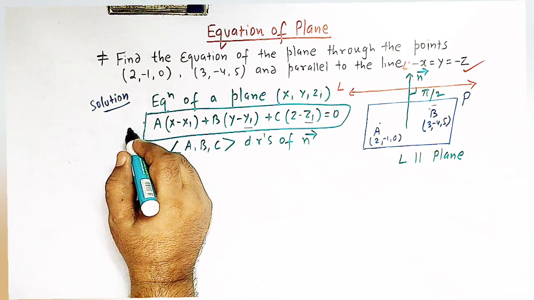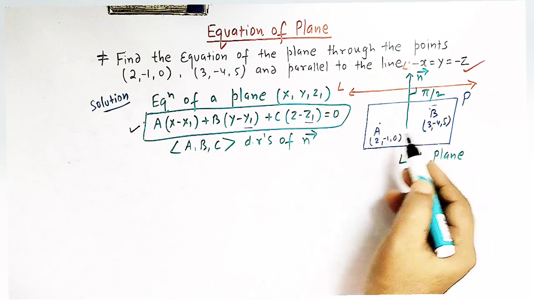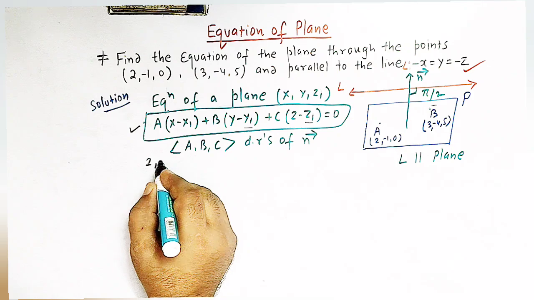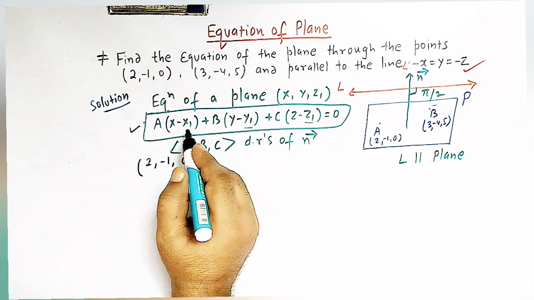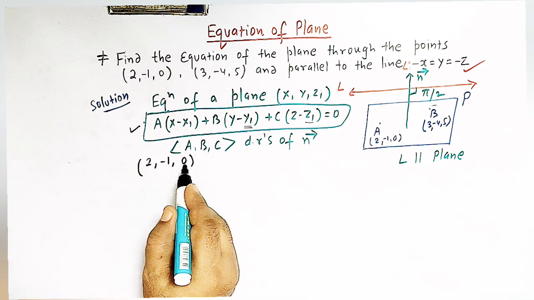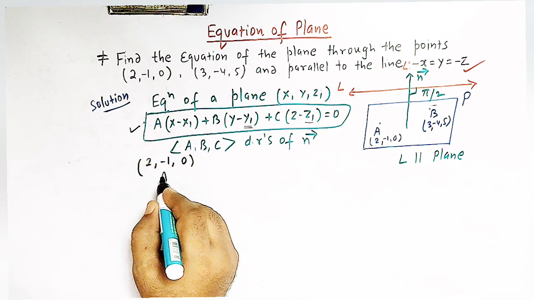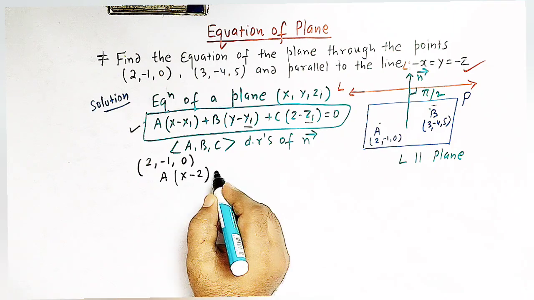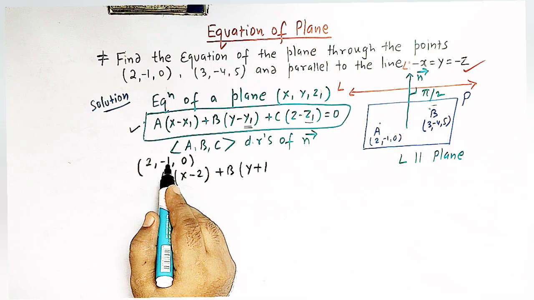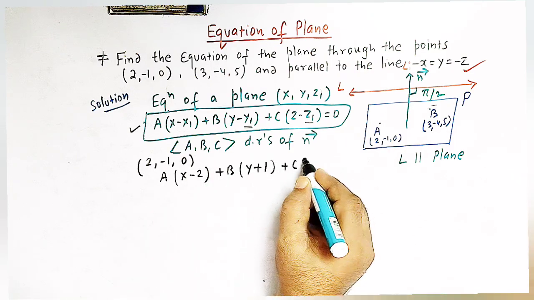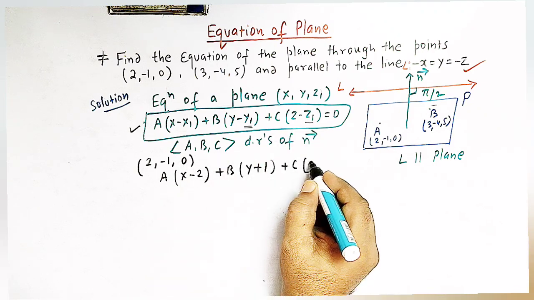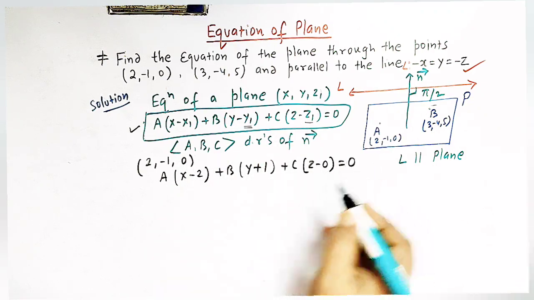So now let us apply this equation to these 2 points. Now see, this plane P passes through the point 2 minus 1 0. So let us replace x1 y1 z1 by 2 minus 1 and 0. So this equation now becomes a(x minus 2) and b(y plus 1), because here y1 is minus 1, and then we have c(z minus z1). So z1 is 0, so here we have z minus 0, right?